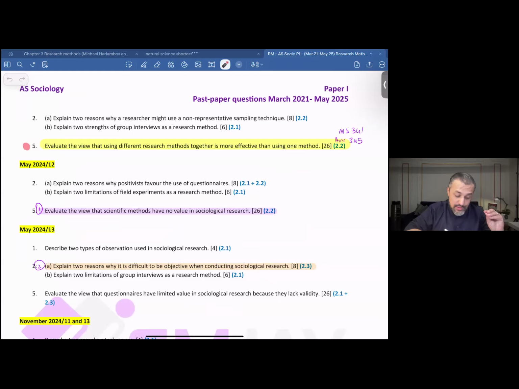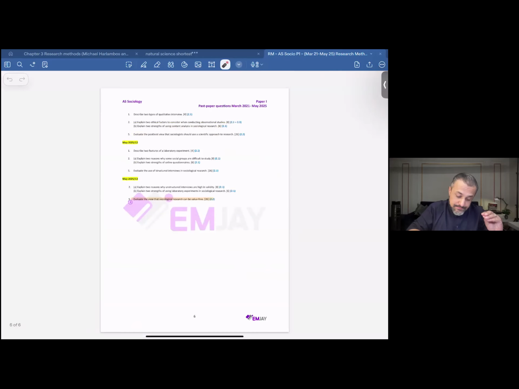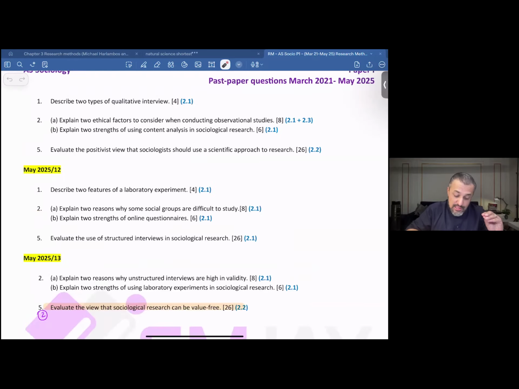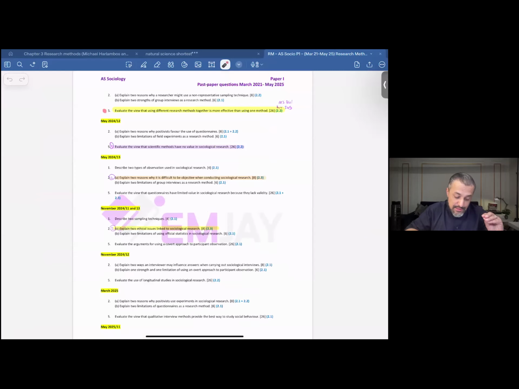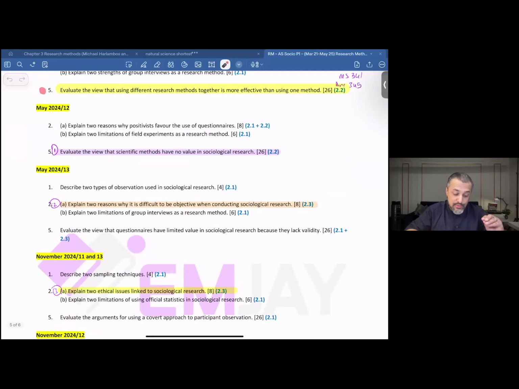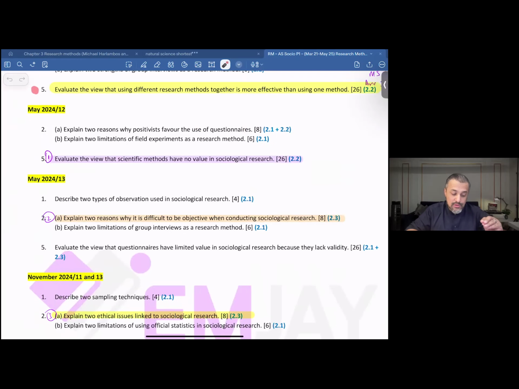That is in May, June 2024, variant 1-2. The question reads, evaluate the view that scientific methods have no value in sociological research. 5 times here, and that's it. So the last we've been tested on this has been in May, June 2024, variant 1-2.